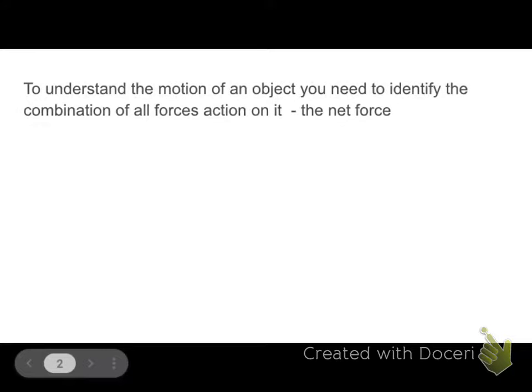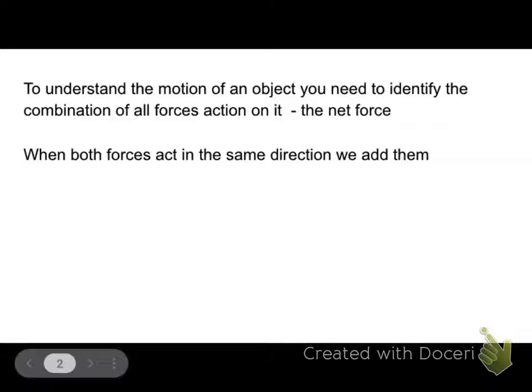So, in order to understand the motion of an object, you need to identify the combination of all forces acting on it. So far, we've sort of simplified situations and talked about just one force acting on an object, causing it to move. But that's not the case all the time. There's very frequently multiple forces acting on an object at once, and we call the combination of all those forces together the net force on an object.